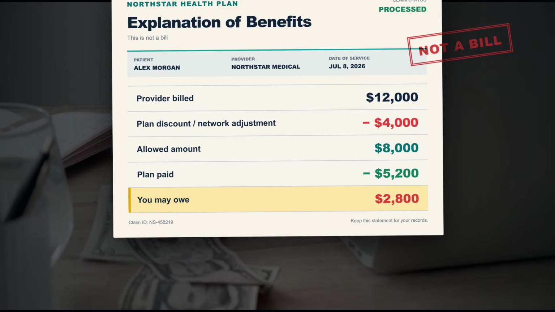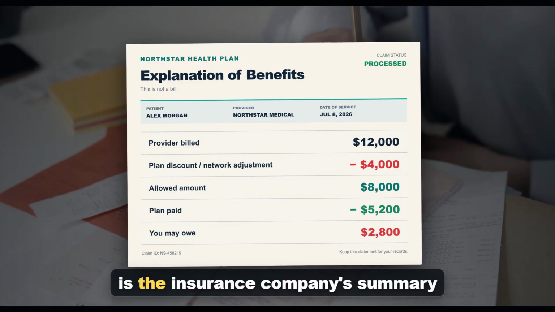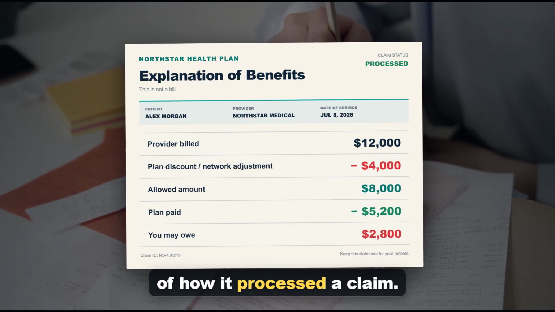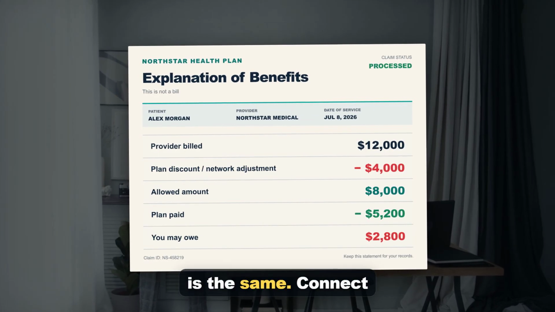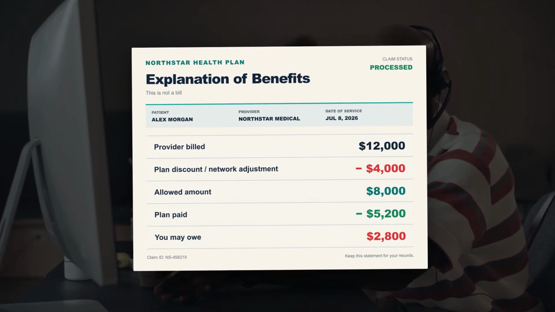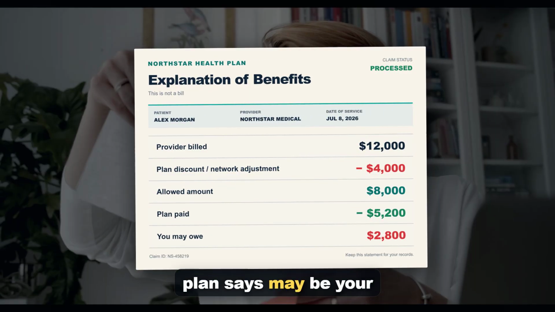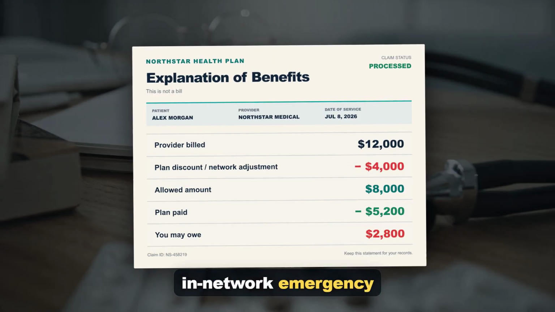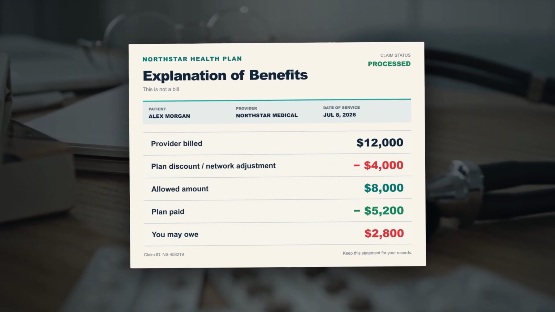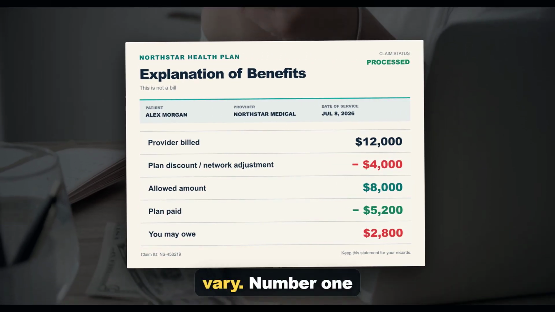An EOB, or explanation of benefits, is the insurance company's summary of how it processed a claim. The layout varies by insurer, but the job is the same. Connect the provider's original charge to the amount the plan says may be your responsibility. We will use one fictional in-network emergency room claim. Actual plan rules and EOB layouts vary.